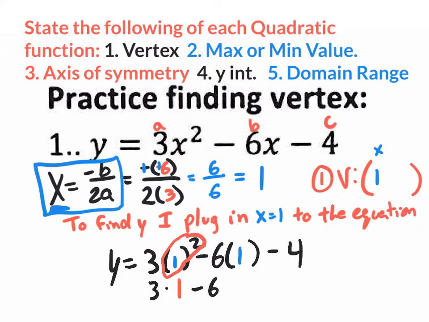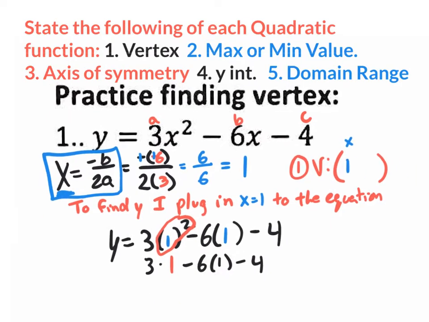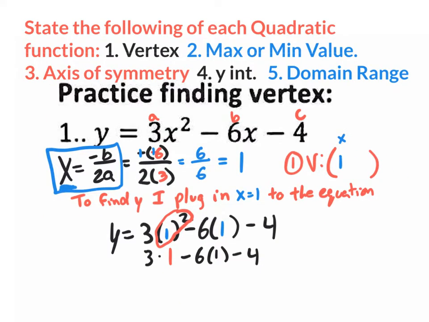Let me rewrite everything so we don't make mistakes. 6 times 1 minus 4. So I now continue with 3 times 1, that is 3. 6 times 1, that's 6 with the minus sign in front. Bring down the minus 4. 3 take away 6 is negative 3. Negative 3 minus 4 is negative 7.